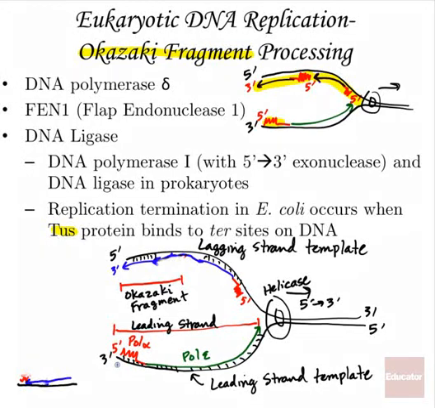Now, once we have that, we just have a nick in the backbone, and that's all that we have. Then DNA ligase comes in and seals that nick by covalently joining the free 5' phosphate with the incoming 3' hydroxyl. So the 5' phosphate and the 3' hydroxyl get sealed together via DNA ligase to seal the nick in the backbone. All right, perfect.